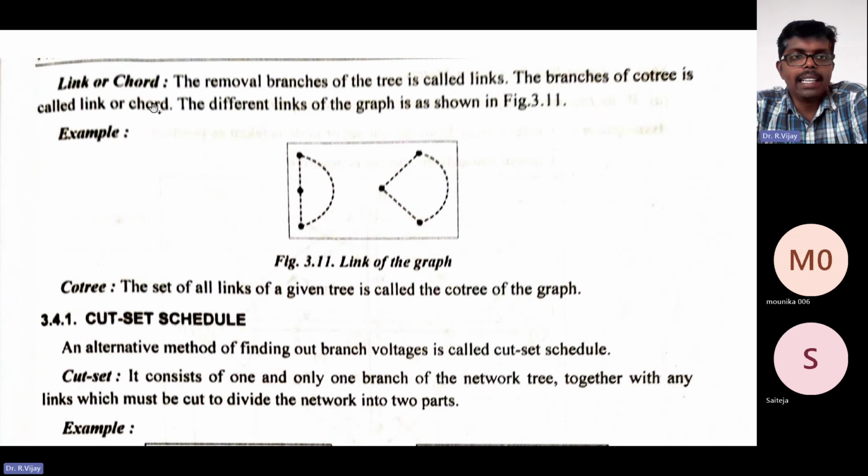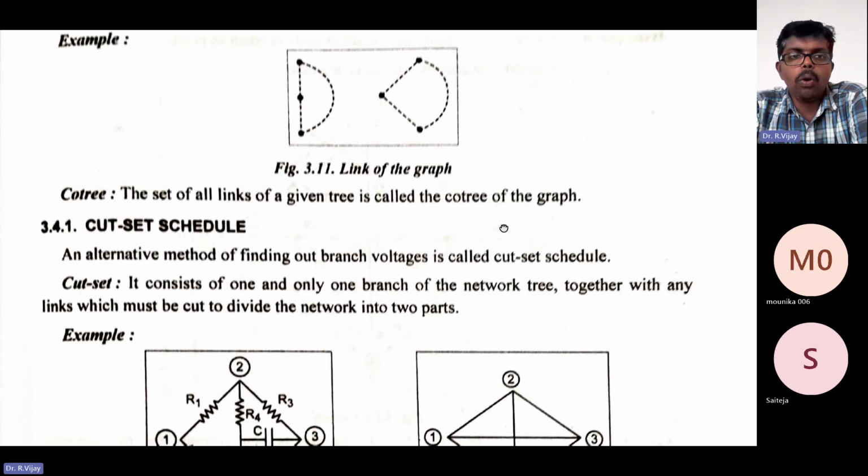Next, what is meant by a link or chord? Removal of branches of a tree is called links. The branches removed from the tree are called links or chords. Like the dotted lines they mentioned, removal of branches of a tree is called links. The different links of the graph are shown in the figure.